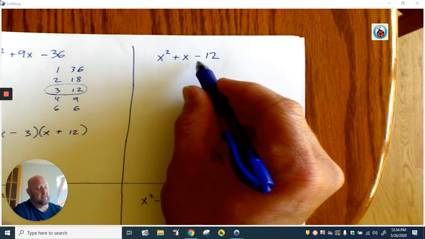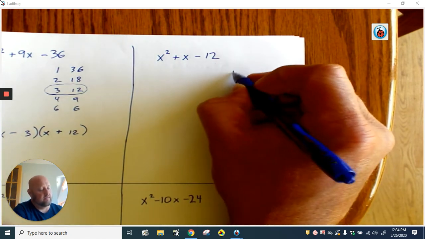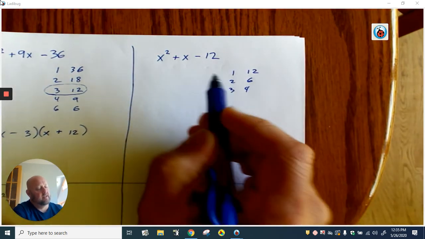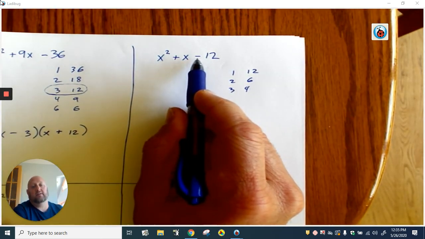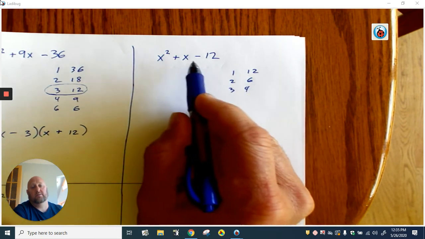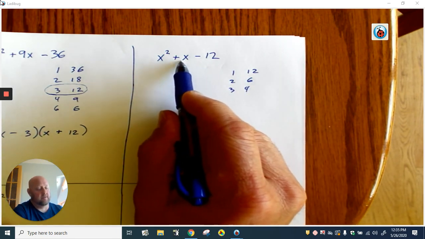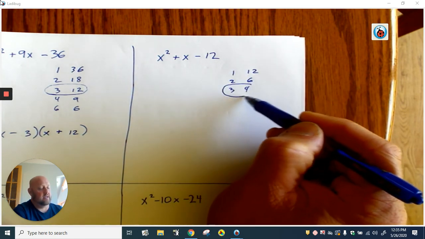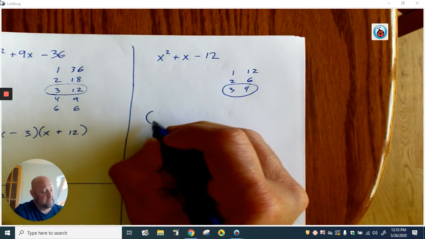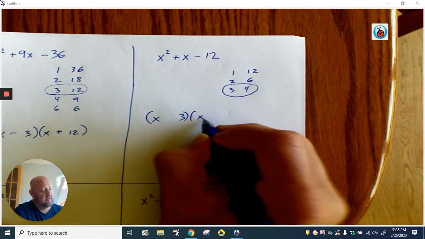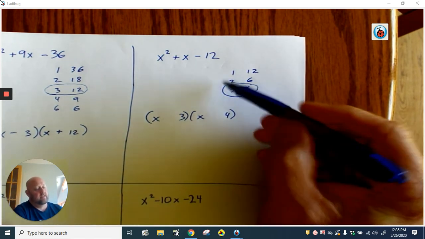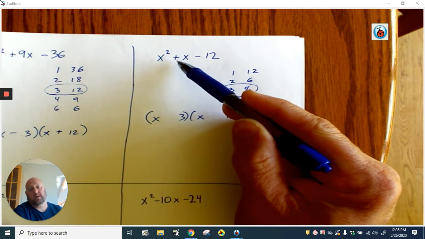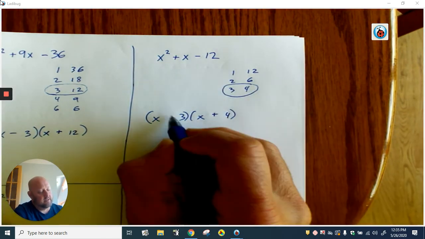So let's try this one. Again, I'm looking for two numbers that multiply to 12. 1 and 12, 2 and 6, 3 and 4. Because this is negative, I'm going to end up subtracting these two numbers to get to my middle number. So my middle number is 1. Out of here, the only numbers that multiply to 12 and subtract to get 1 are the 3 and the 4. So I know it's x and 3, x and 4. My signs have to be different because of that negative, and the bigger number has to be positive. So that means the 4 has to be the positive number.